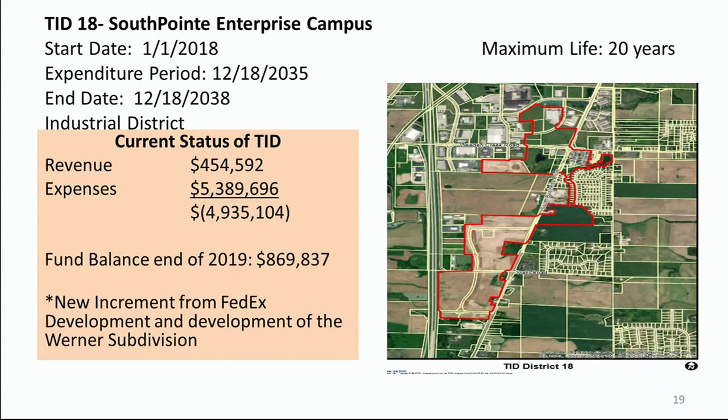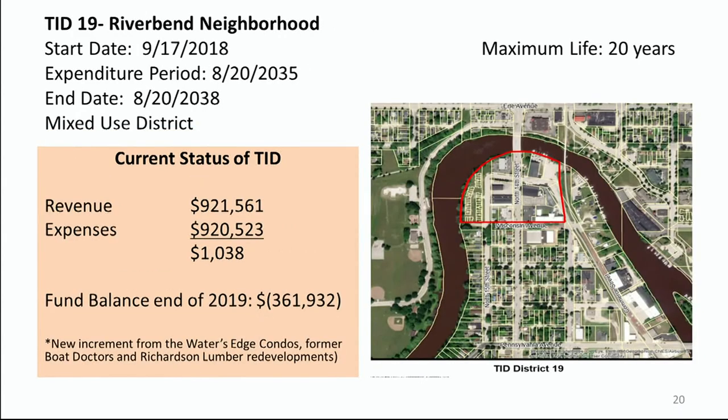Just a little bit on that, we're doing an aggressive marketing campaign to a lot of economic development areas, and there was interest in the property, and then COVID hit, so I'm not sure what that's going to do for us going forward, but the goal is to try to get a few more developments to at least get this district cash flowing. TID 19, the River Bend neighborhood, was opened in 2019.